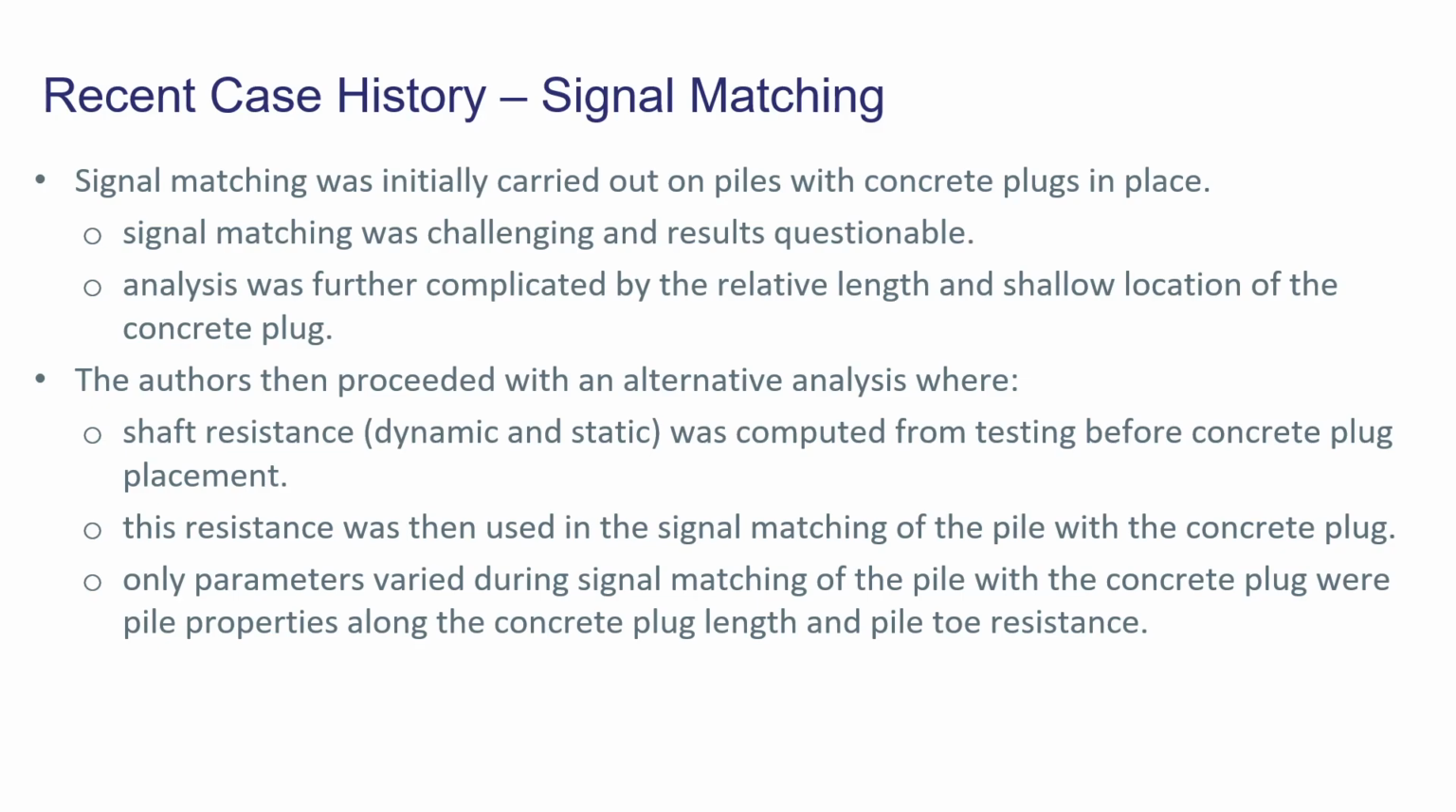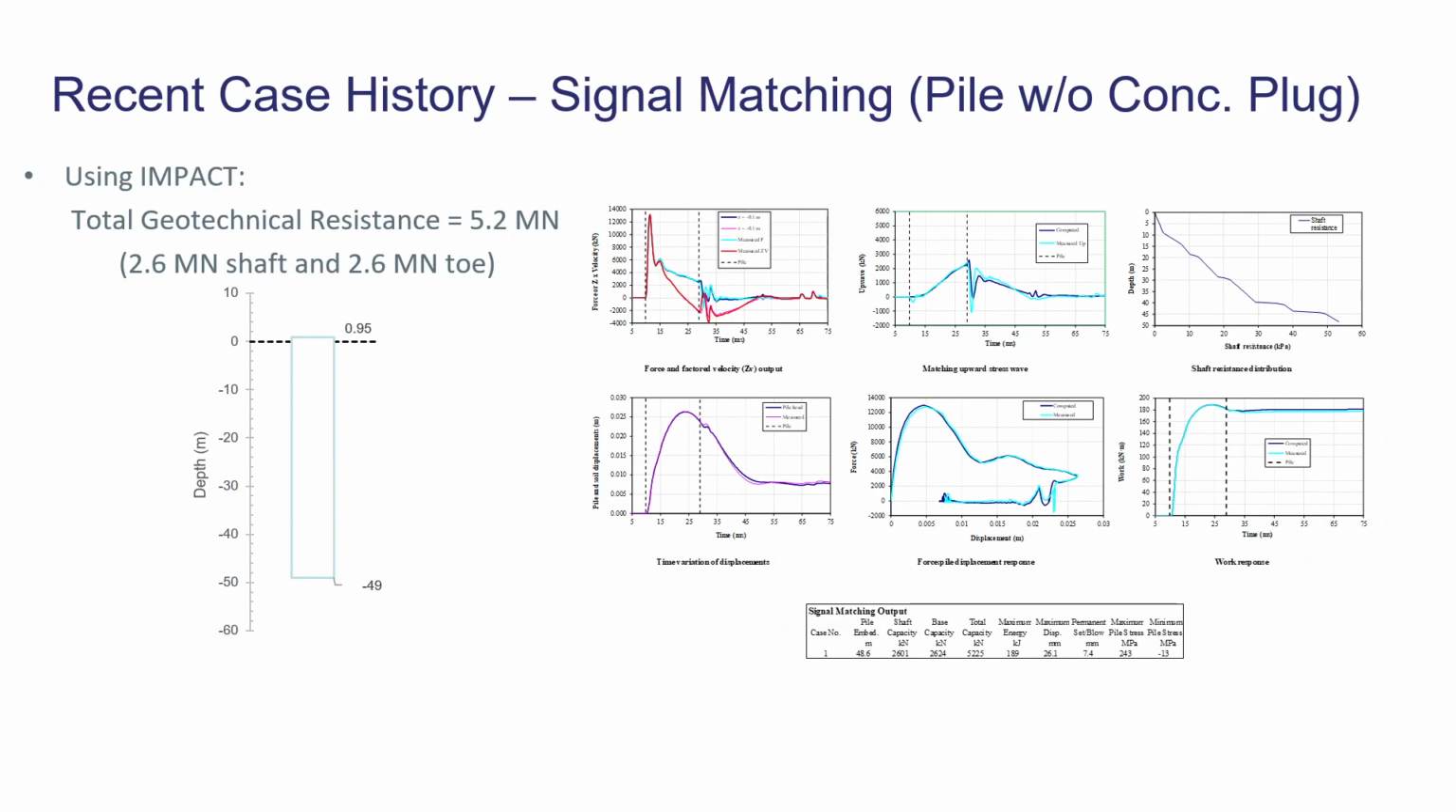Let's analyze the pile without the plug, do it with two separate methods, and then we take what we know from the pile that had no plug. We take the shaft resistance from that, use it for our basis with the pile with the plug, and the only parameters now we're going to adjust are the actual plug properties inside the pile and the toe resistance, because those should be the only two things that are affected. Again, assuming that the shaft resistance hasn't changed a lot from one test to the other, and that's a big assumption.